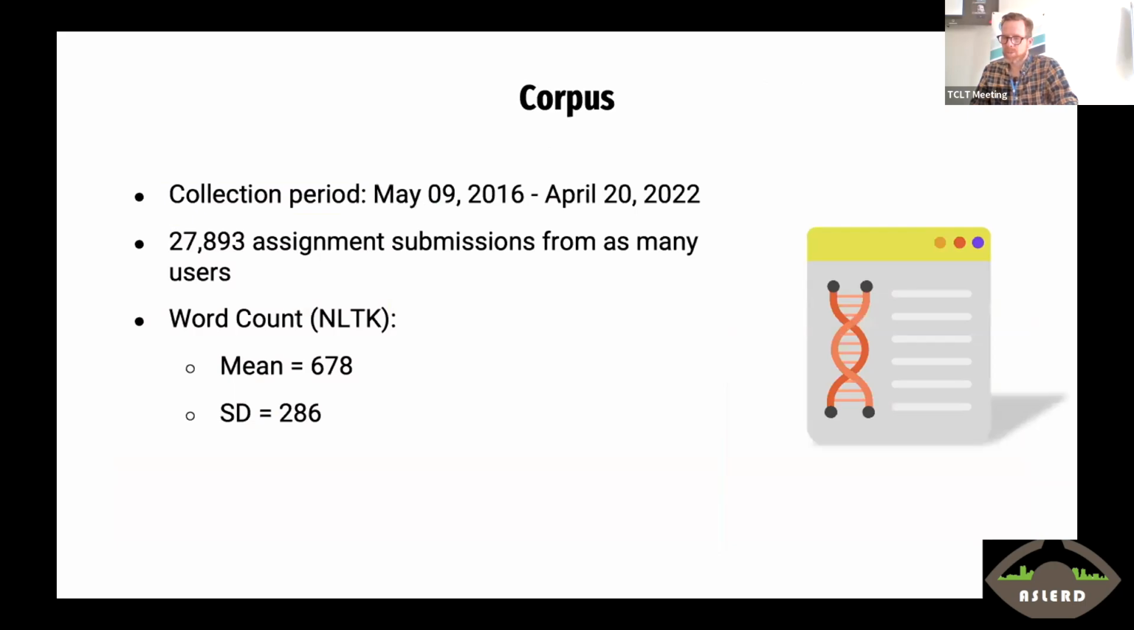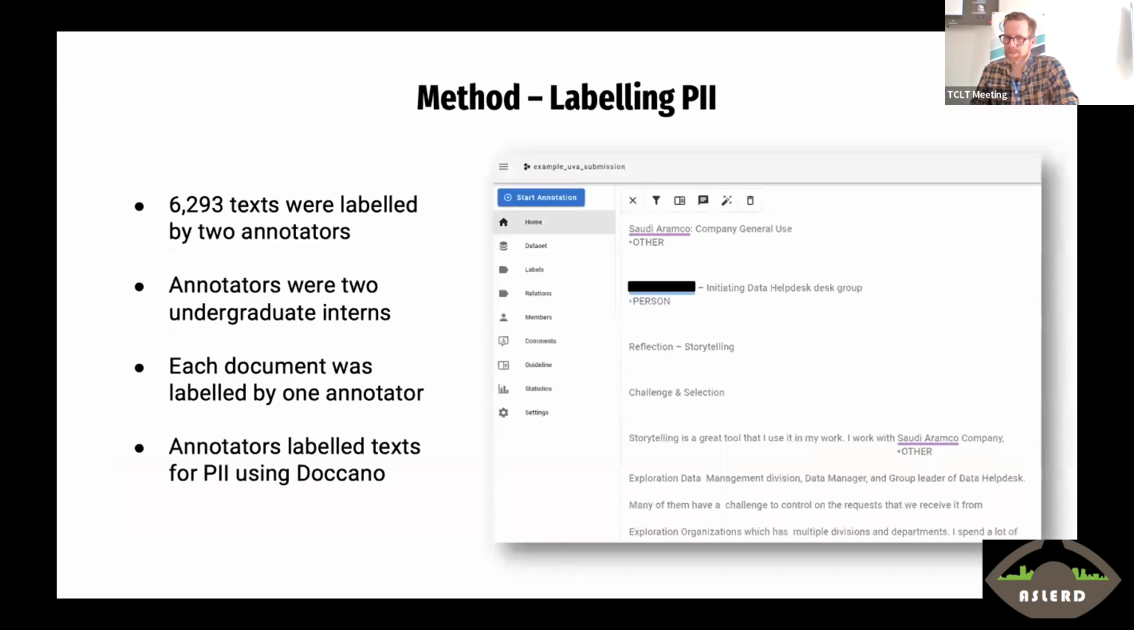They were collected between 2016 and 2022. The mean word count per assignment was 678, and the standard deviation was 286. So these are pretty long assignments.